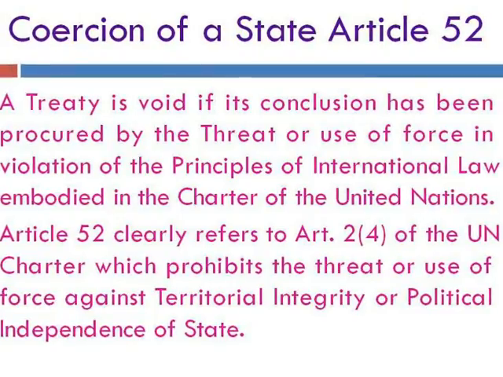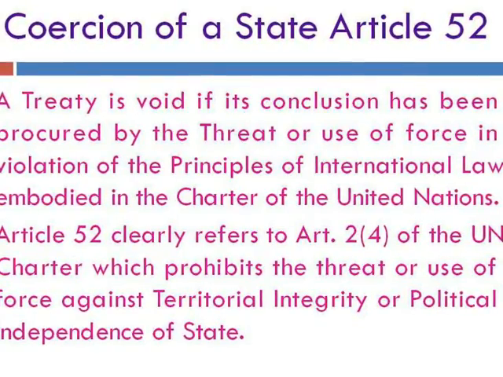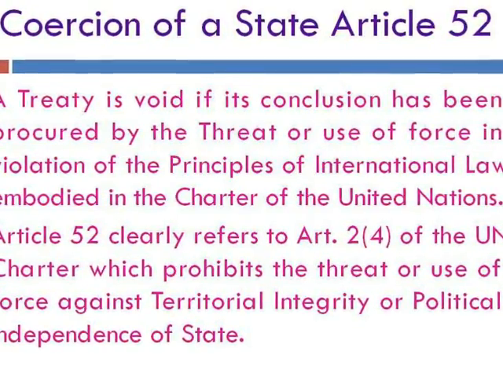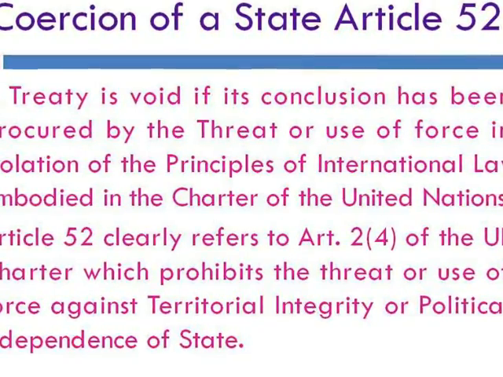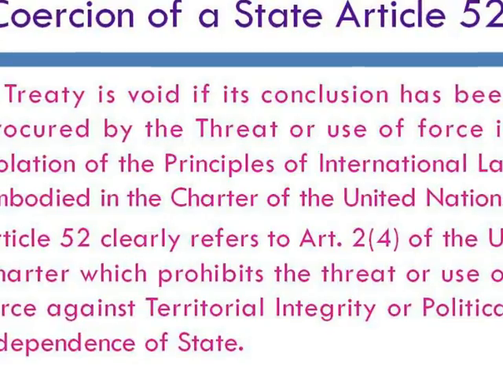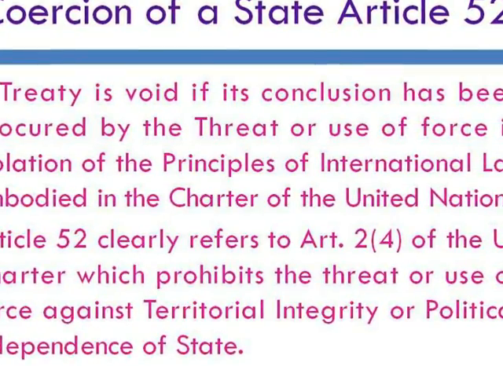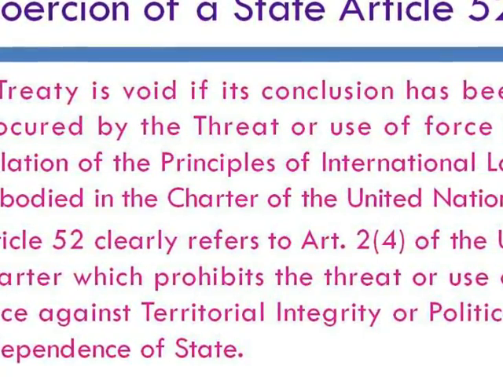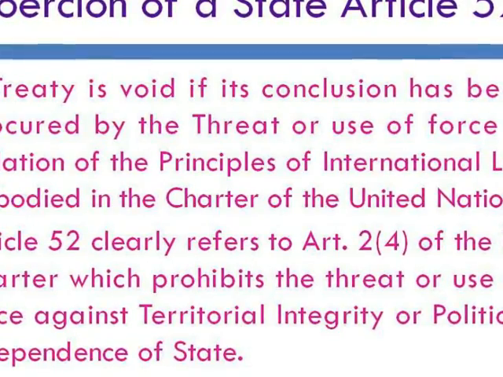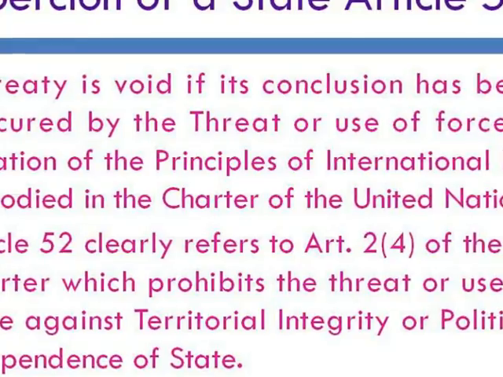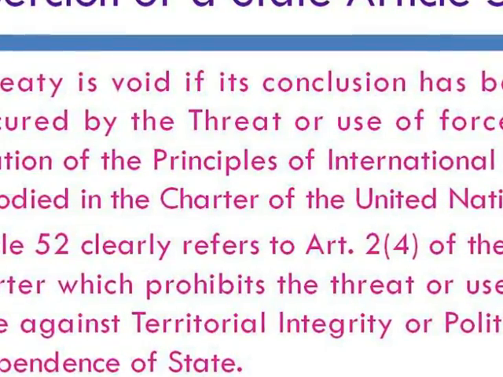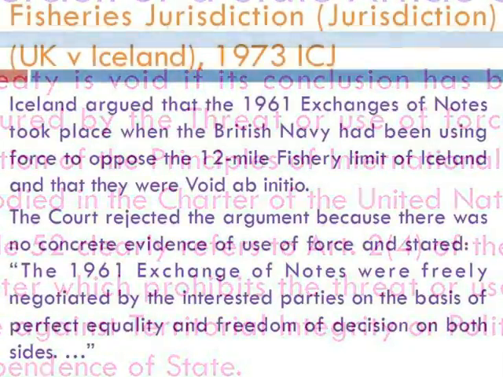Coercion of a state, Article 52. A treaty is void if its conclusion has been procured by the threat or use of force in violation of the principles of international law embodied in the Charter of the United Nations. Article 52 clearly refers to Article 2(4) of the United Nations Charter, which prohibits the threat or use of force against the territorial integrity or political independence of a state.